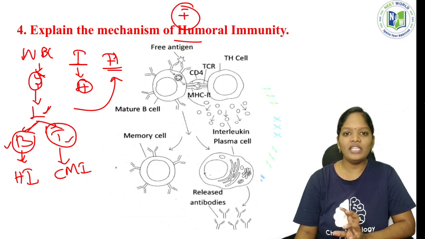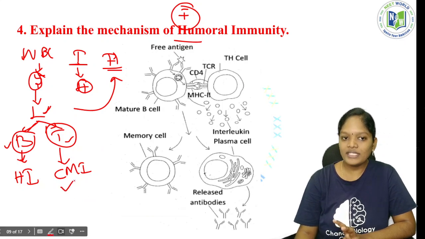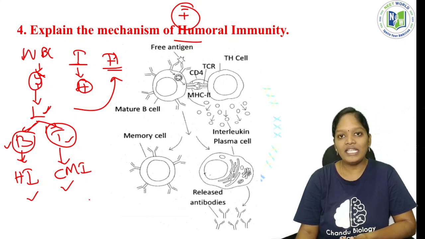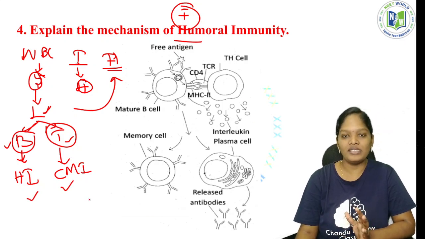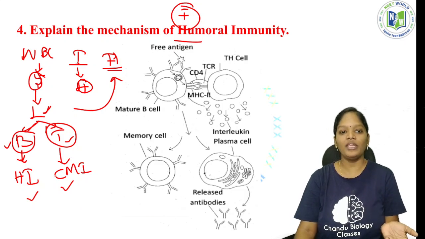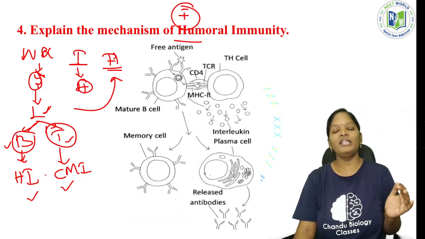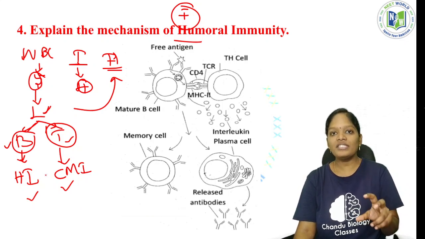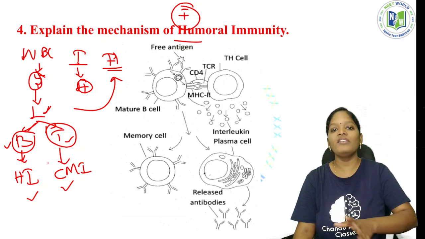Now in the humoral immunity, both T cells and B cells are going to be involved. What is the function of the T cell and what is the function of the B cells? Ultimately, antibodies are produced by the B cell. But before the B cells produce the antibody, the T cell has to present the antigen to the B cell. How is it happening?